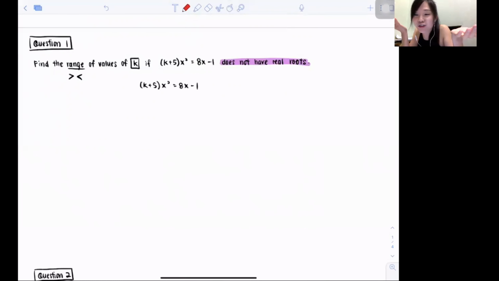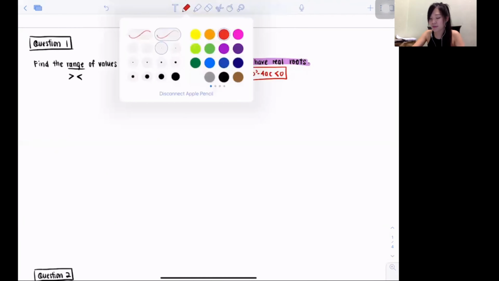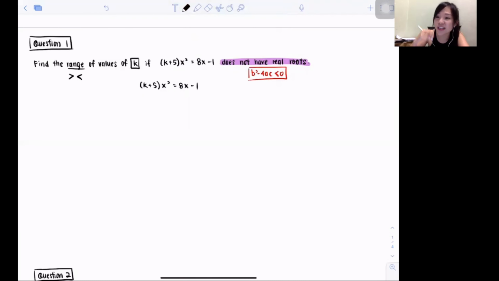And based on what I taught you guys, does not have real roots, what formula will flash back in your mind? b squared minus 4ac smaller than 0. Isn't it the third one? The one where you don't have real roots, imaginary answer, isn't it? Is this one, correct? So how do I do this question? Okay, before I start, let's look at whatever equation they give me first.